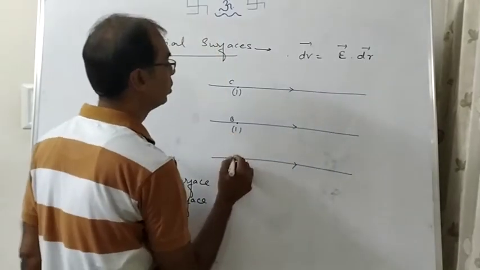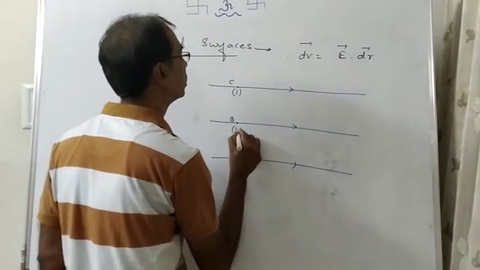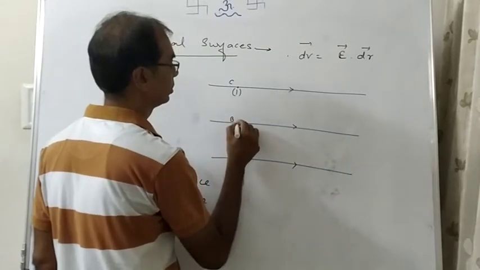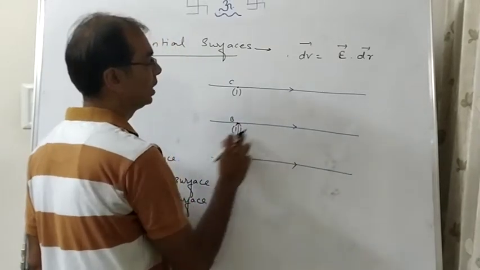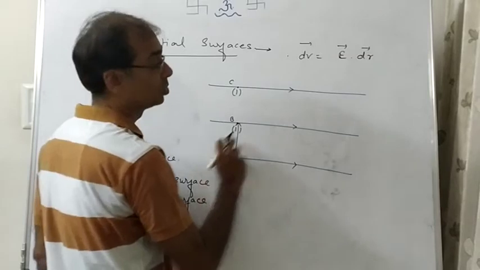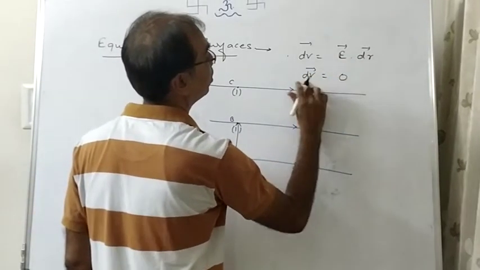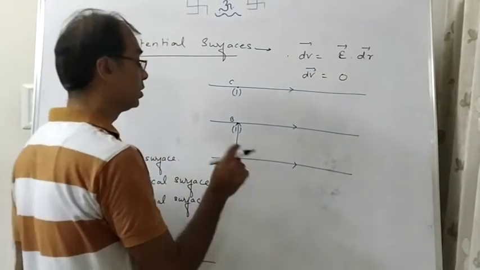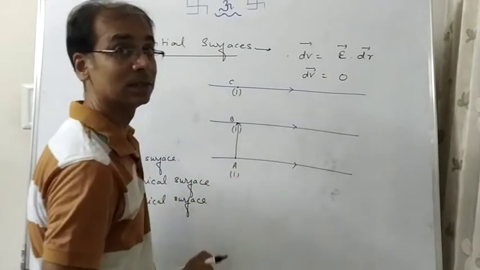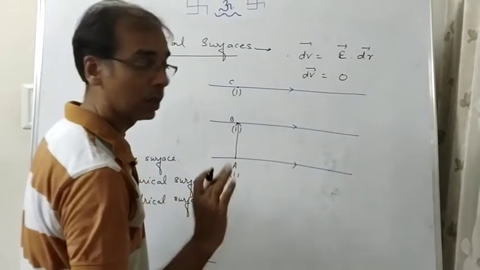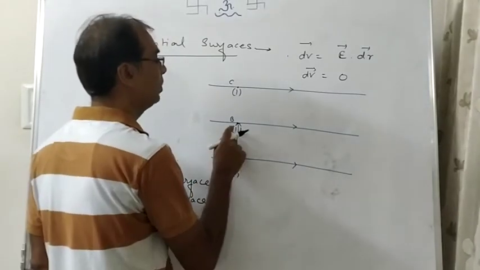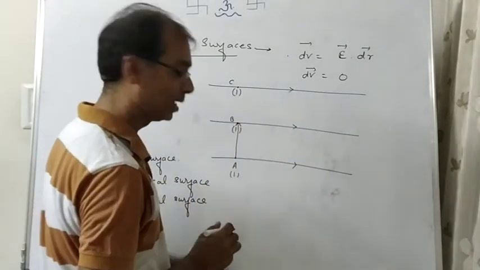you see that here you are moving from here to here. Okay, that's perpendicular. So what is the angle between E and dr? 90 degrees. So if 90 degrees here, we can say that dV equals 0. That means there is no potential difference. That means point A and point B are at the same potential. So A, B, C, all three are at the same potential.